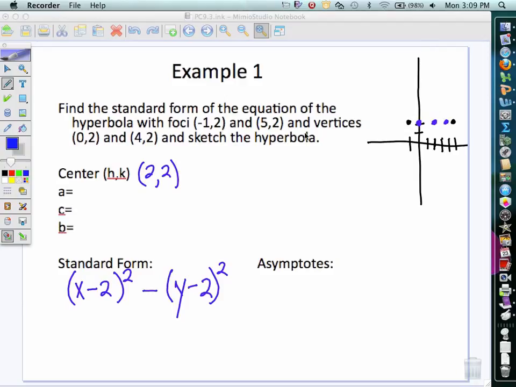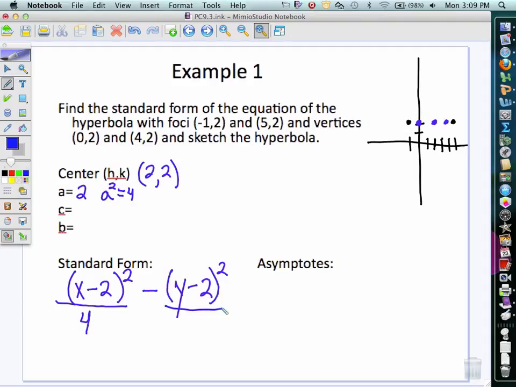All right, so the a value is how far the vertex is from the center. Well, the vertex right here is 2 units, and they're both 2 units away from the center. So a is 2, which would conclude that a squared is 4. So it's x minus 2 squared over 4. Now the y's.